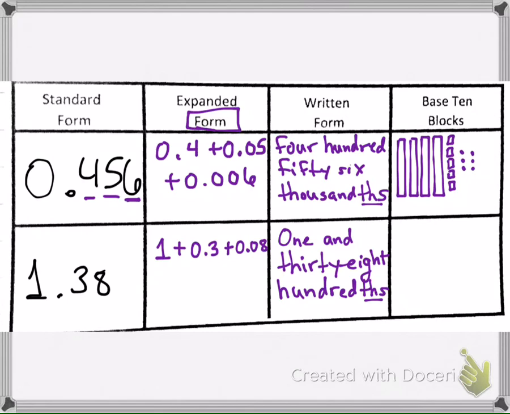And finally, the base 10 blocks. What I would do is draw a whole. I would represent that with one complete whole right there like that, and then 38 hundredths. That means we have 3 tenths because the 3 is in the tenths place, and then 38 hundredths means that there's an 8 in the hundredths place. So that's going to be 1, 2, 3, 4, 5, 6, and then 7, 8. So that would be the model for the second number.